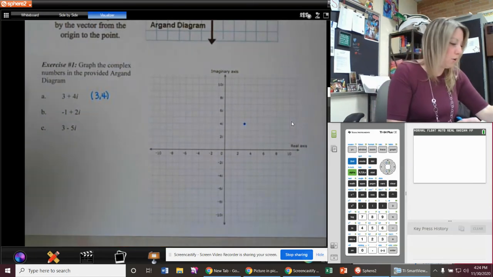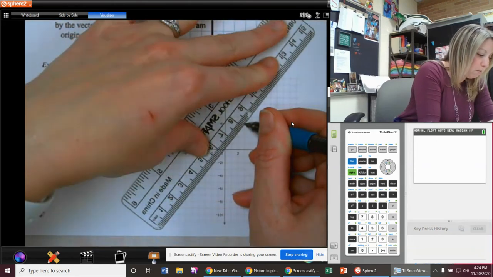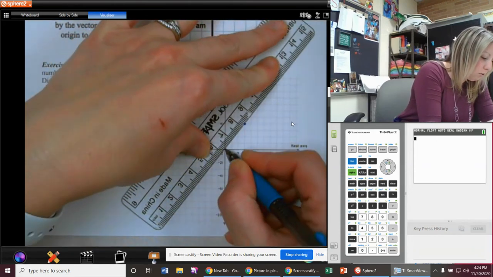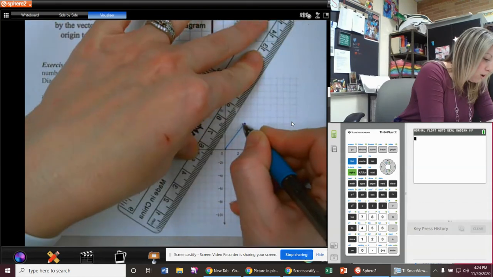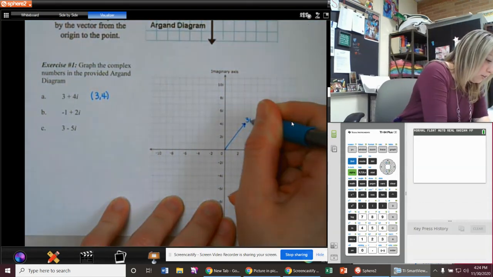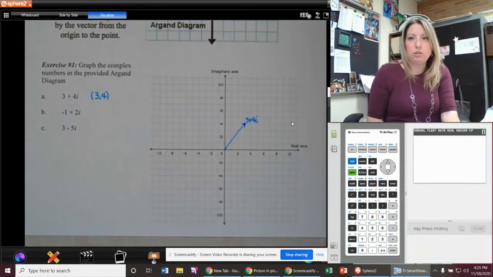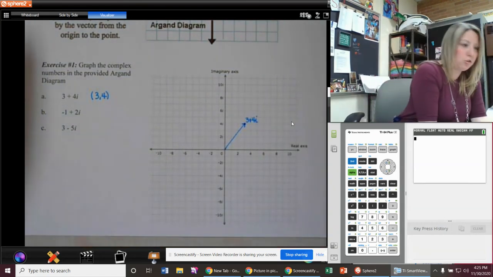Covered my straight edge with all my pretty pages. From 0, 0 out to 3, 4, and an arrow and label 3 plus 4i. Done. Next one, -1 plus 2i.